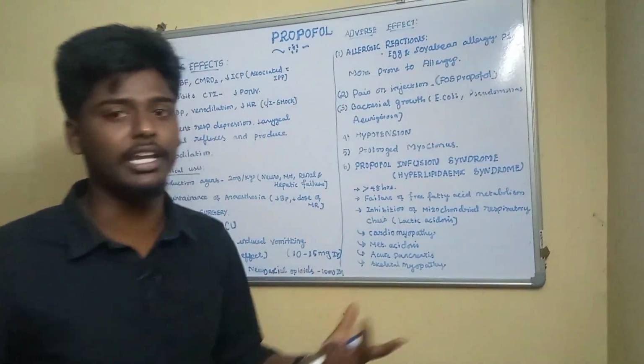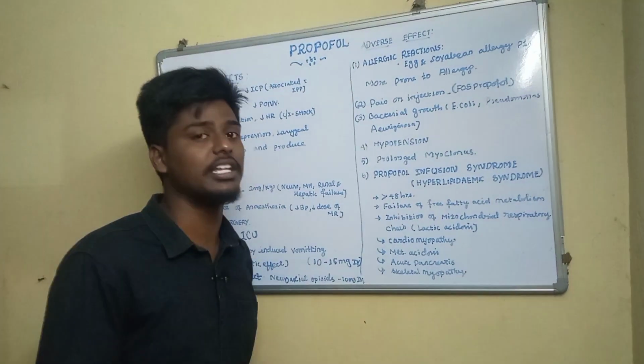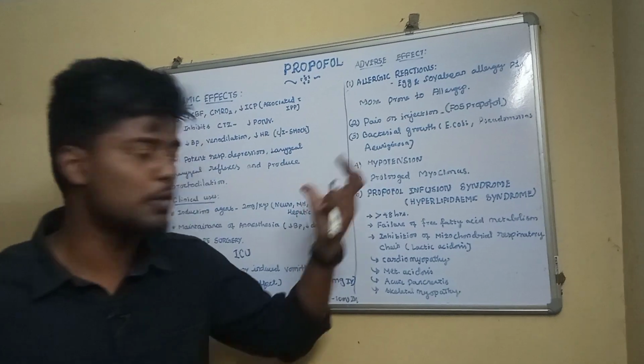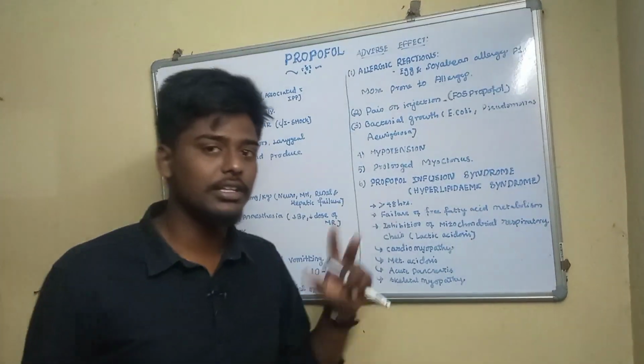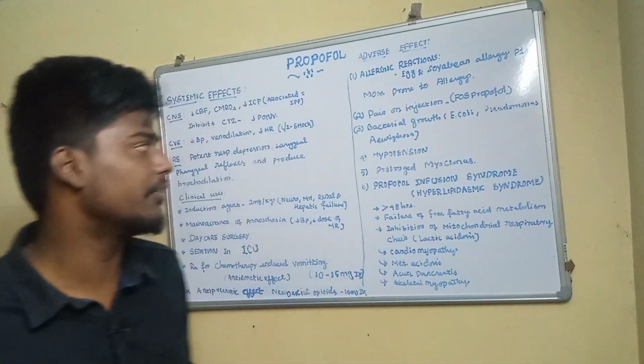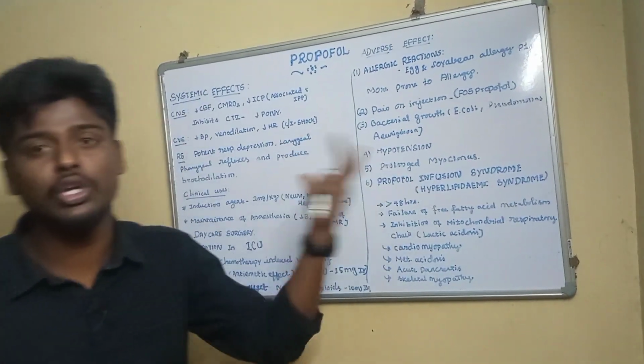The third one is bacterial growth. Propofol has an egg lecithin component, so there is a high chance of bacterial contamination, especially E. coli and Pseudomonas aeruginosa. To prevent that, an opened vial should be used within 6 hours. Already we know that. Hypotension is the most common complication.